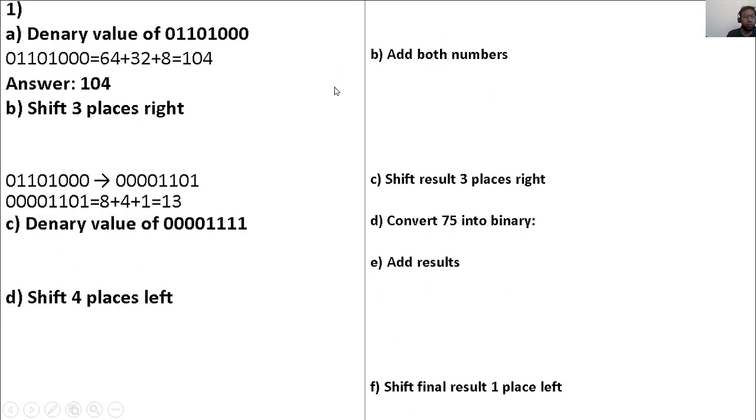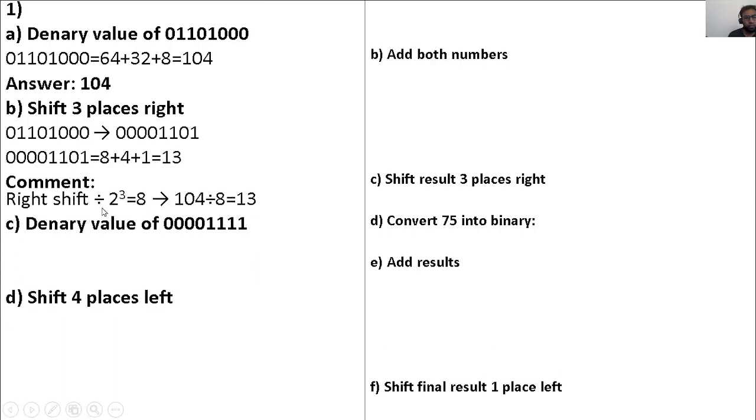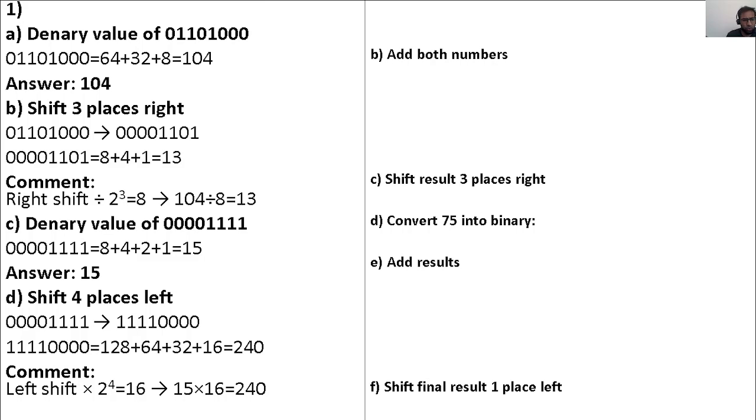Next we have shift three places right. We have already solved it. Right shift means dividing by 2 power 3. If we shift 3 places, we are dividing by 2 power 3. 104 divided by 8 gives us 13. And then we have these values. We also solved this number by shifting it 4 places right, but we had to shift it 4 places left. I mistakenly shifted it 4 places right, and then we lost all the bits, but shifting it 4 places left, we got the number 240. You can see the correction here.